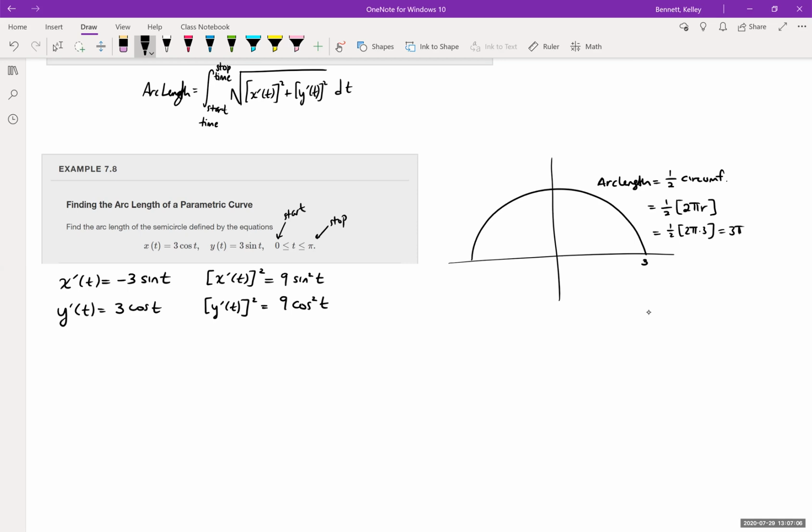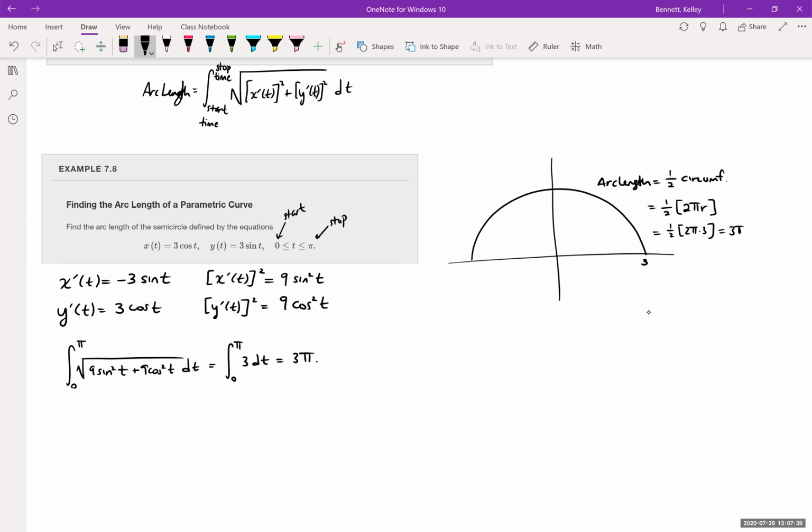Now we're going to do it the hard way. I'm going to go from 0 to pi of the square root of 9 sine squared t plus 9 cosine squared t dt. The radicand will simplify to just the square root of 9, which is 3. So I'm going to get the integral from 0 to pi of 3 dt. And guess what? Yeah, 3 pi.